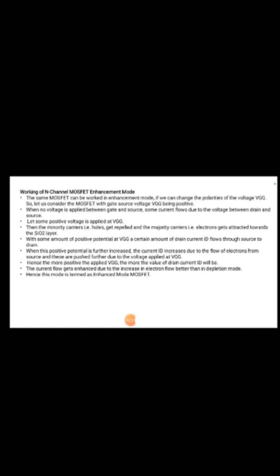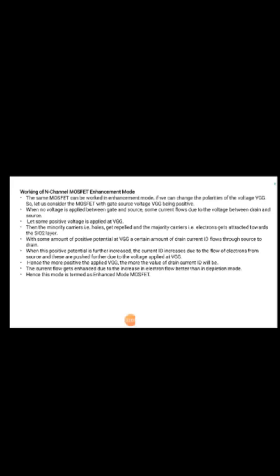Now the working of the N-channel MOSFET in enhancement mode. Here the MOSFET can work in the enhancement mode. If we change the polarities of the voltage, then we can find the difference in the channels, that is in the case of an NPN or a PNP transistor, there will be a change in the voltages. When no voltage is applied between the gate and the source, some current flows due to the voltage between the drain and the source. When some voltage is applied at VGG, the minority carriers, that is holes, get repelled, and the majority carriers, that is electrons, get attracted towards the SiO2.